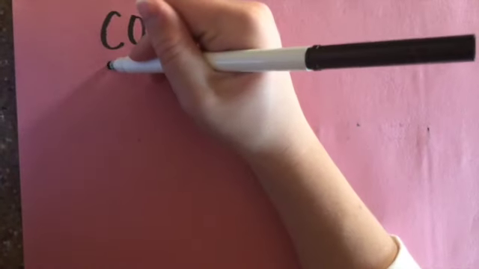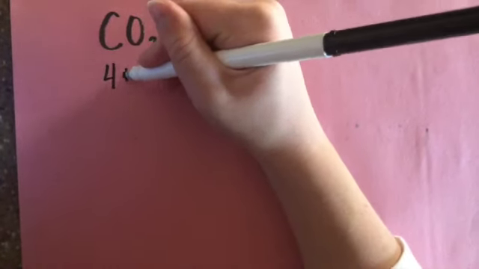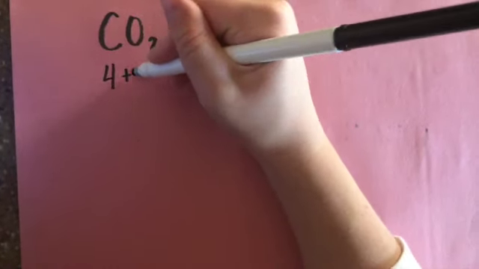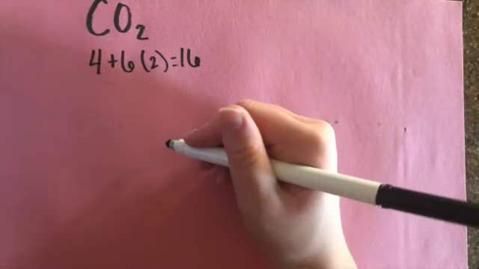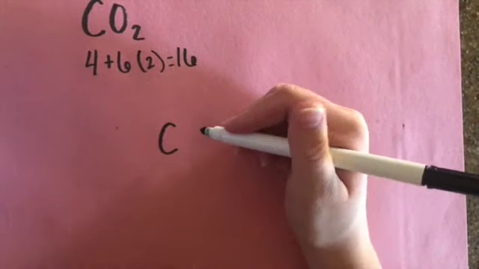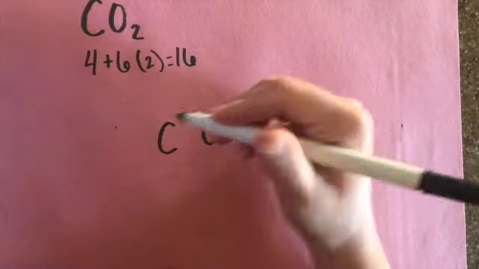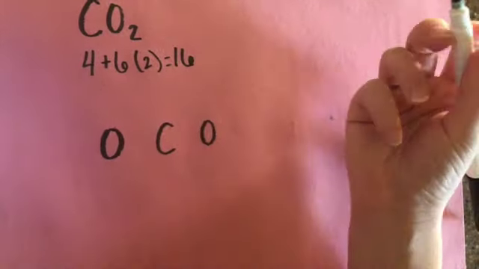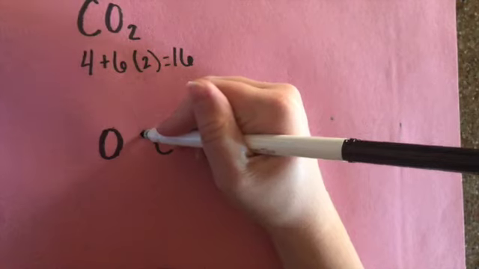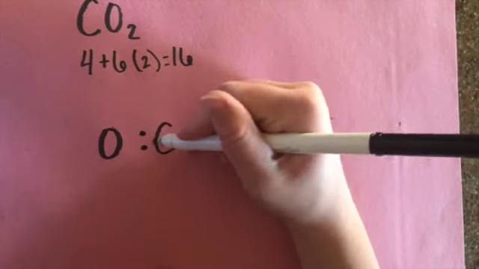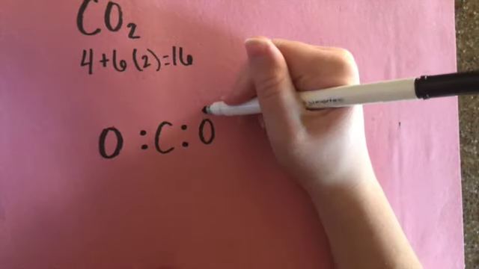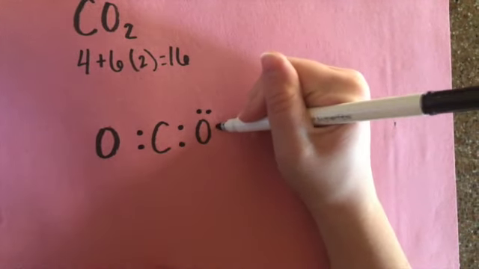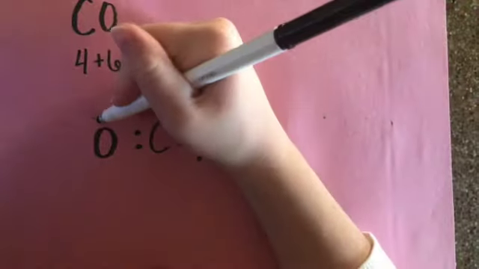So carbon has 4 valence electrons and oxygen has 6, and we're going to multiply that by 2, so we get 16 valence electrons. So we're going to start by putting carbon in the middle because it is the least electronegative, and then we're going to put oxygen on both sides. So to start, we're going to put one bond between this carbon and oxygen and another bond between this carbon and oxygen. And then we're going to put the rest of the electrons around oxygen.